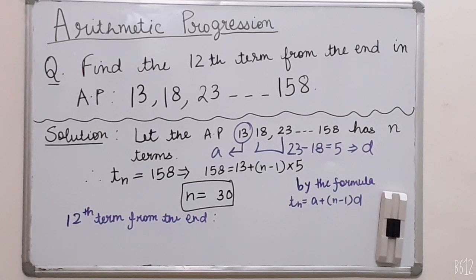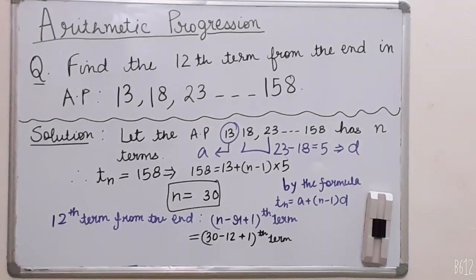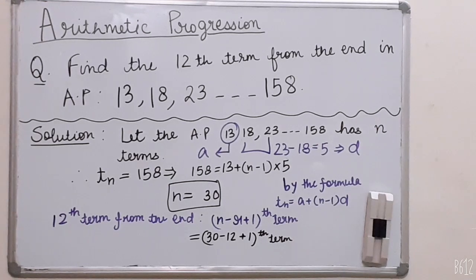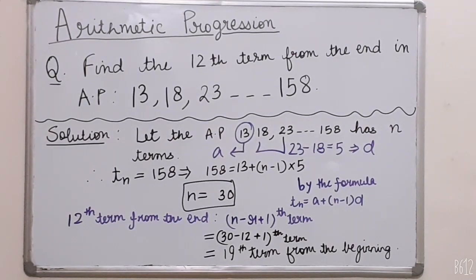So let's now take out the 12th term from the end. We will use the formula (n minus r plus 1)th term. So we will put all the values in the formula. Here r is 12 because we have to find the 12th term from the end, and whichever term we have to find from the end, we denote it by r. So here the 12th term from the end is equal to the 19th term from the beginning. As I told you previously in the video, any rth term from the end is equal to the (n minus r plus 1)th term from the beginning.